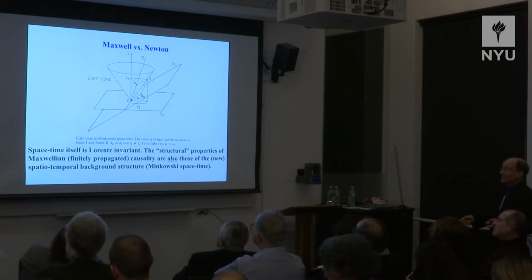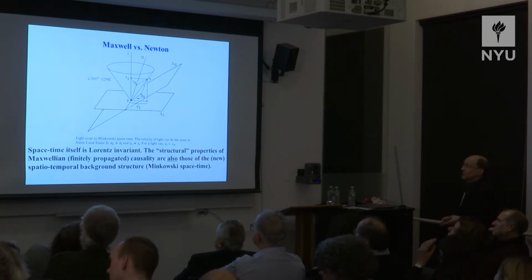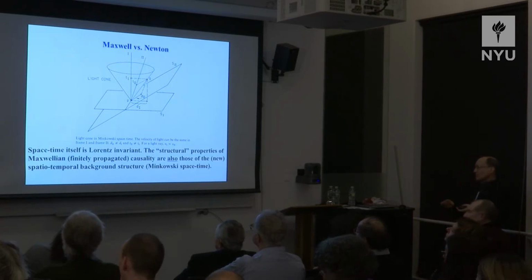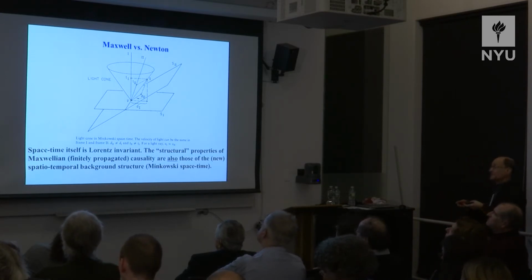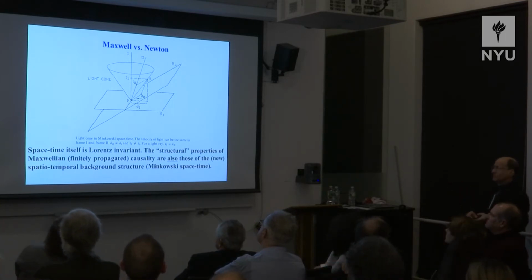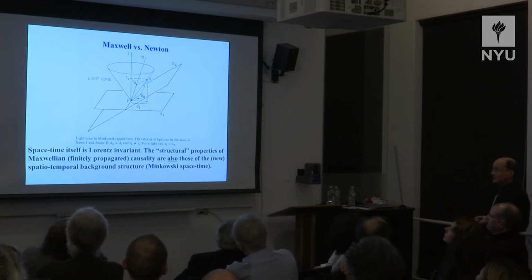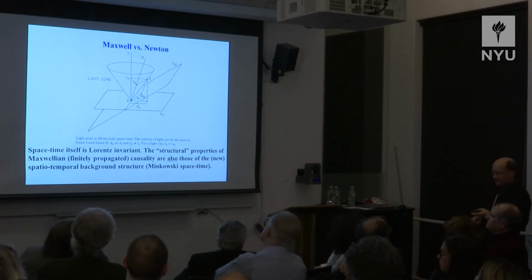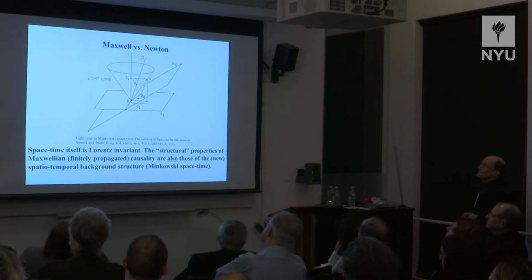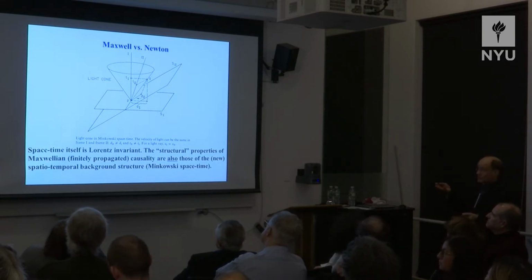So the space-time itself is Lorentz invariant. The structural properties of Maxwellian finitely propagated causality are also those of the new spatio-temporal background structure, namely Minkowski space-time. As I say, this is anachronistic. Einstein didn't even accept Minkowski until much later. Well, until at least maybe 1912, but certainly in 1908 or 9, he didn't accept it. He thought it was a superfluous mathematical twiddle. It obscured what was going on. But later, of course, with general relativity, he bought it.